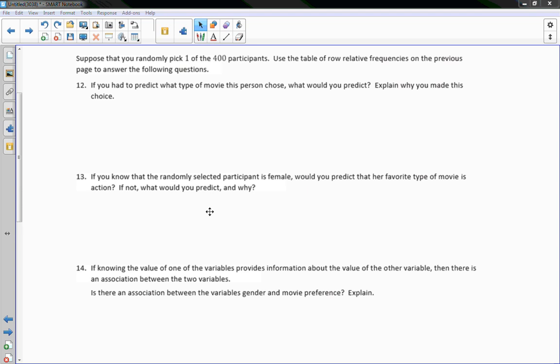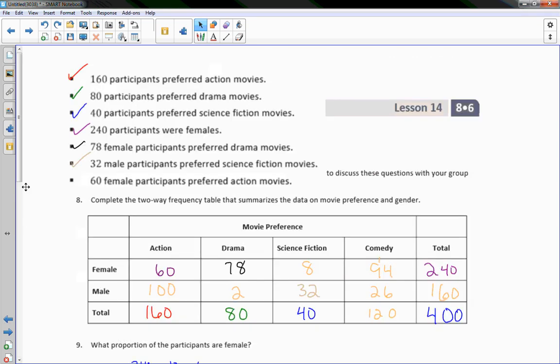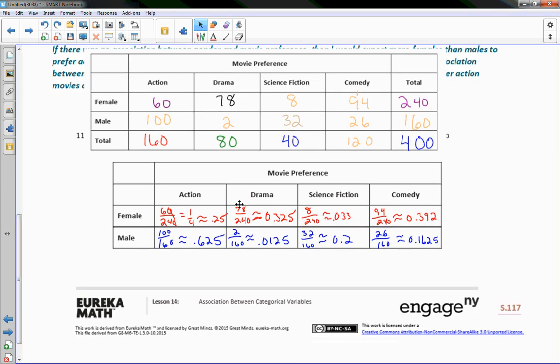Okay, suppose you randomly pick one of 400 participants. Use the table of row relative frequencies on the previous page to answer the following questions. If you had to predict what type of movie this person chose, what would you predict? So if I go back and look at this table we just had, if you were just to pick one person, who would be the most likely person to choose? What is the highest number? What number is closest to 1? If I look up here, I see that 100 is the biggest number of these 8 numbers. And that gives me 0.625 or 62.5%. So I would say it'd be a male who chose action.